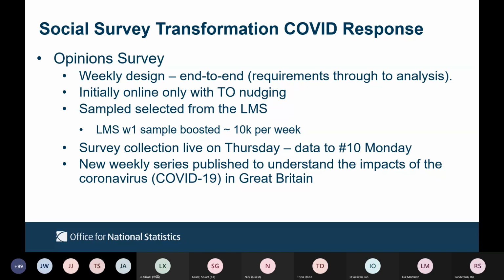We also selected the sample from the LMS. So actually, for the opinion survey, instead of continuing to sample for the LFS, we boosted the wave 1 LMS sample. As I said, for the LMS, we had a sample of 1,500 a week for longitudinal labour market purposes, and we boosted that wave 1 sample by 10,000 per week. And response to that cohort of wave 1 labour market cases was fed into the opinion survey. So that's been operating since, again, late March, and there's a new weekly series published from the opinion survey to help understand the impact of the virus in GB.